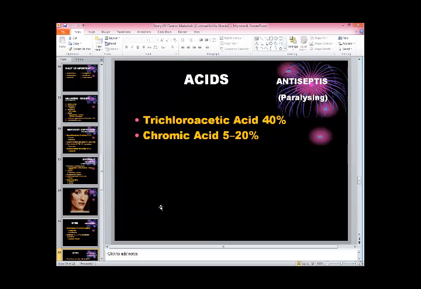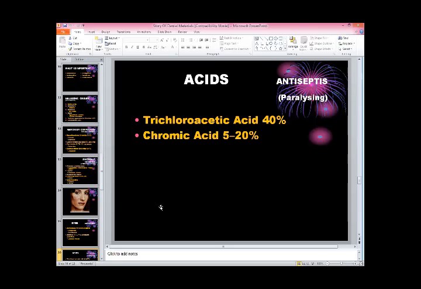But there are the acids, with all acids, they are not killing all the bacteria. But these are the acids that we have, they are very effective against gram positive and gram negative bacteria. Trichloroacetic acid 40% and chromic acid 5 to 20% are very effective acids which are killing the bacteria.